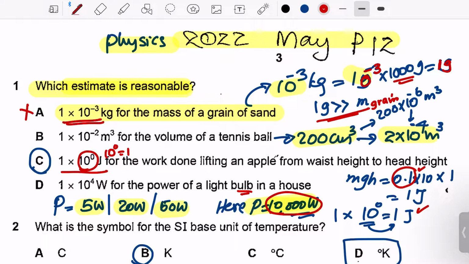Let's think about answer B. 1 times 10 to the power of minus 2 cubic meter for the volume of a tennis ball. Let's just imagine how much the volume of a tennis ball is. Maybe 200 cubic centimeter, like 200 milliliter of water you can fill into a tennis ball. If you convert it into cubic meter, it ends up this much. But if you look at this number, the given answer is much bigger than a reasonable estimation. So this is also not good.